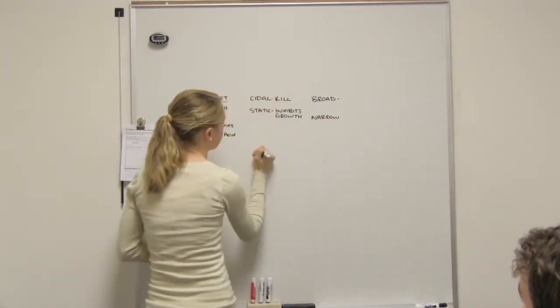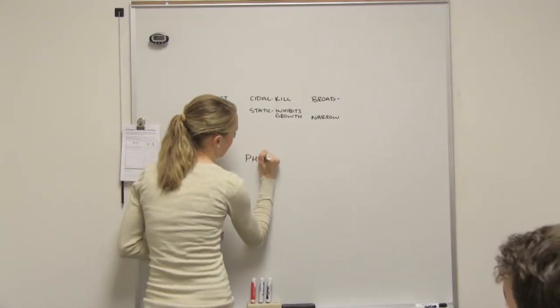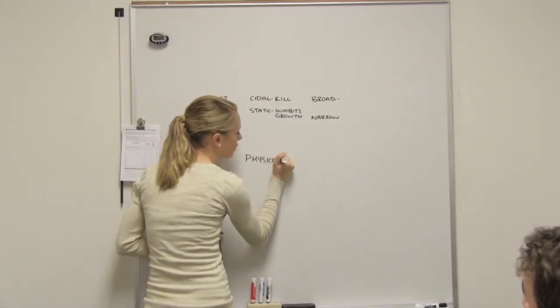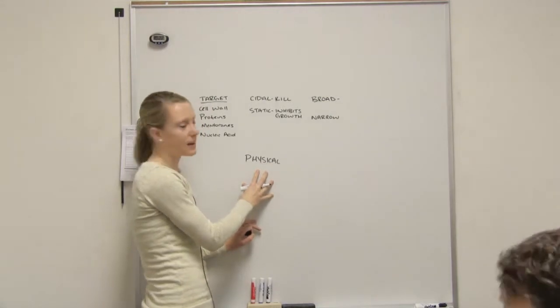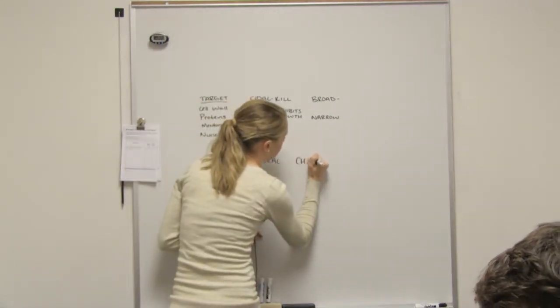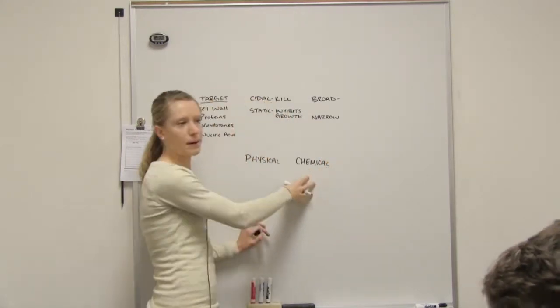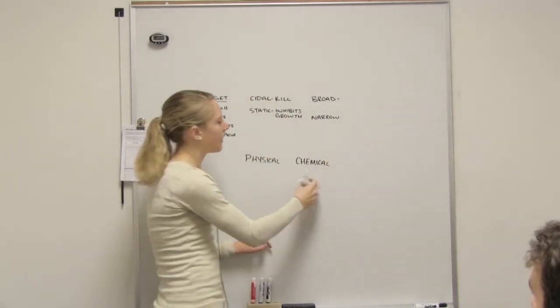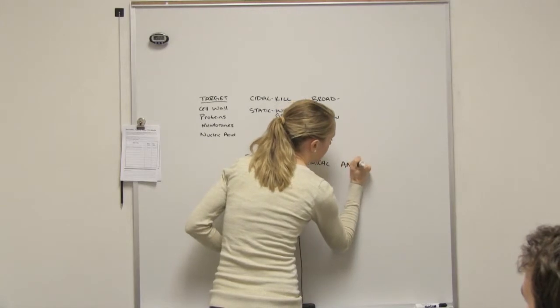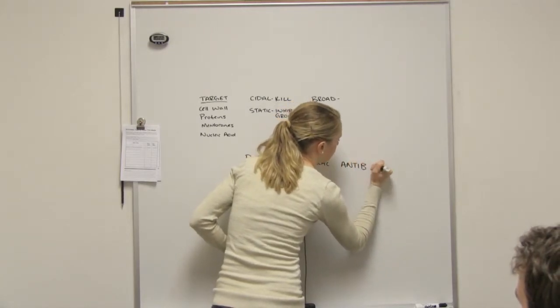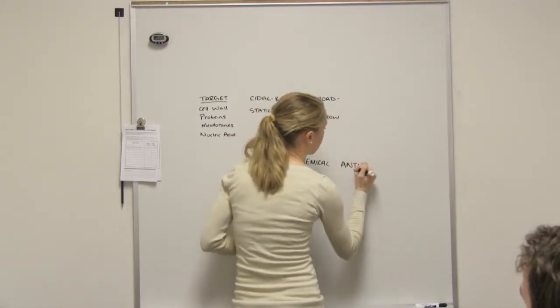We're going to have physical methods, right? That's like heat, radiation, filtration. Then we're going to have chemical methods, like alcohols, halogens, metal compounds, phenolics. And then we're going to have antibiotics, like penicillin, chloramphenicol, erythromycin, all of those.